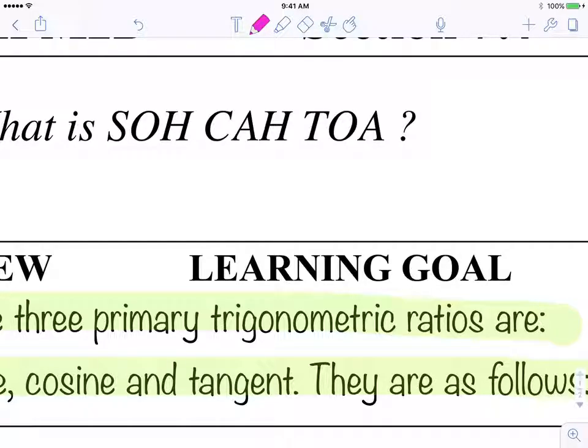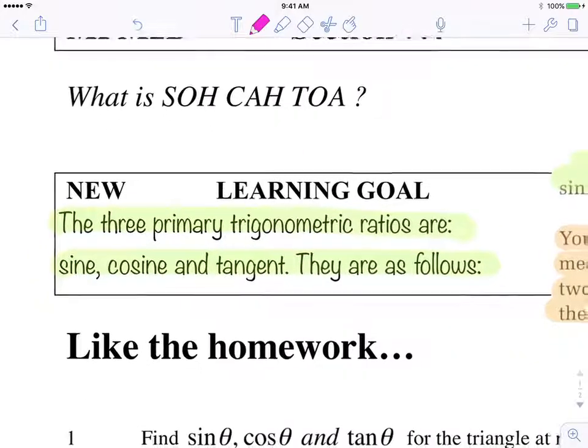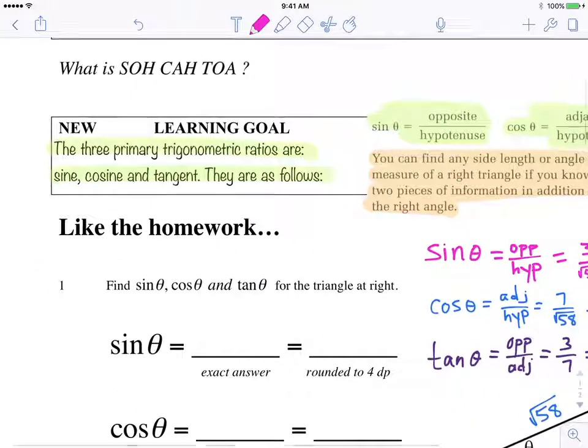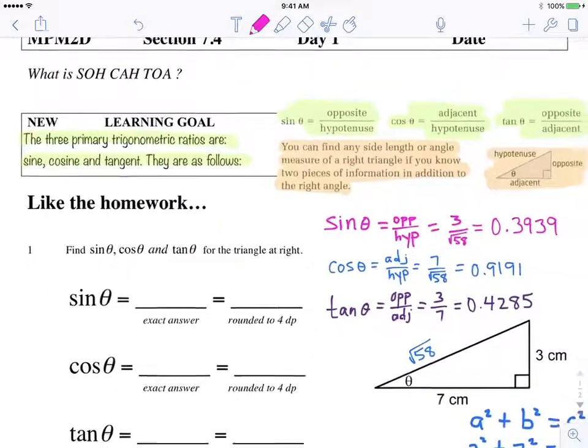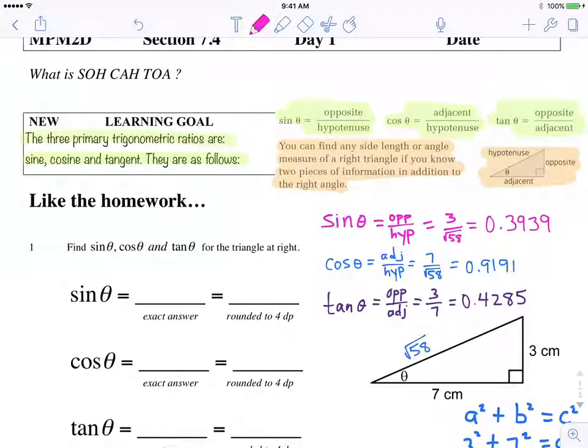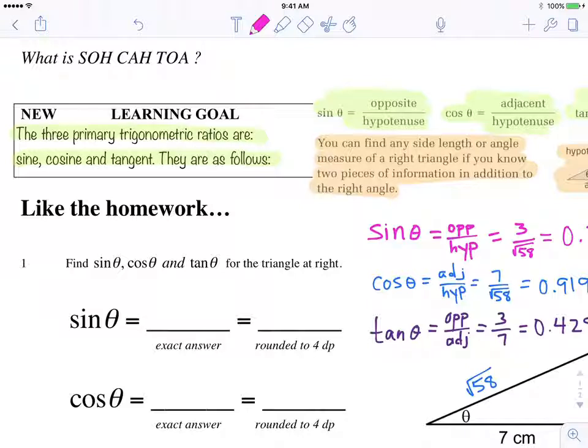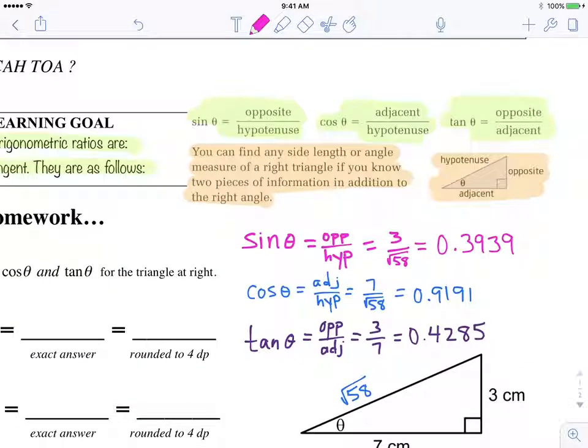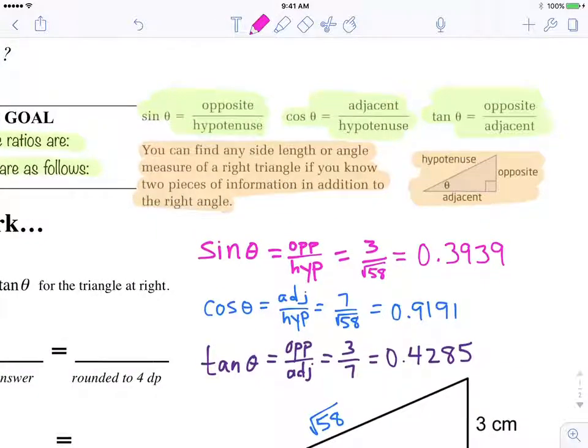It's just an acronym for the three primary trigonometric ratios, and that acronym will help you determine which side lengths assist you in coming up with the ratio or the decimal. So I wrote here in the learning goals for you, the three primary trigonometric ratios are sine, cosine, and tangent, and they are as follows. And then over here, I have pretty much cut and paste from the textbook: sine theta, opposite over hypotenuse; cos theta, adjacent over hypotenuse; and tan theta, opposite over adjacent, just like SOHCAHTOA.